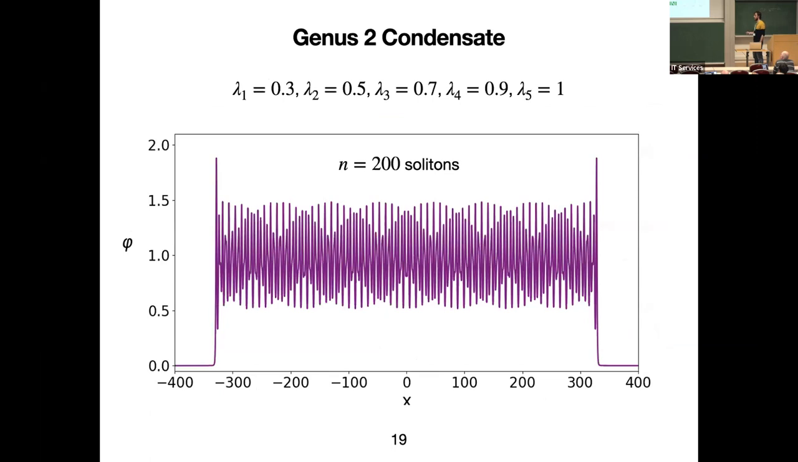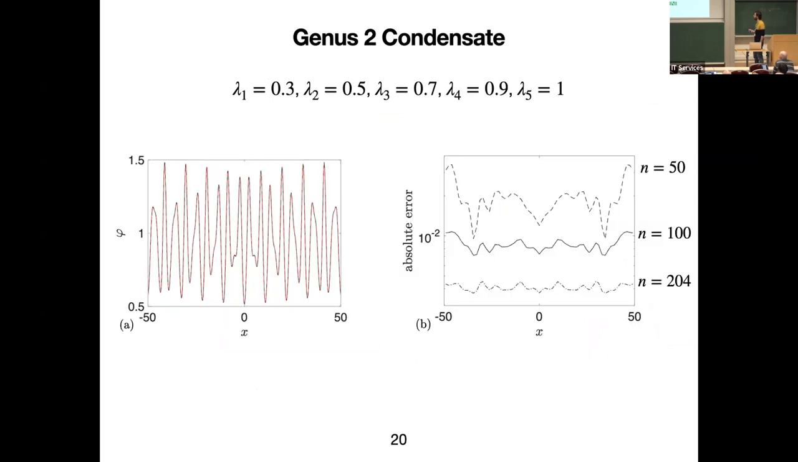Actually, we can generate higher order genus. We can go to a genus two condensate. In this case, we have a two-phase solution of the KdV equation, and we generate the two-phase solution using a trace formula and the Dubrovin equation to obtain a comparison. And also in this case, we observe the convergence of our result to the condensate.